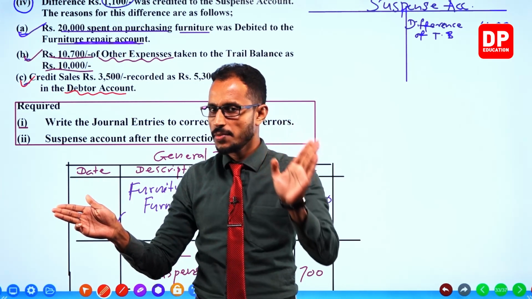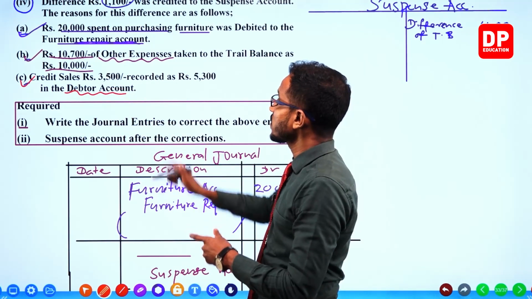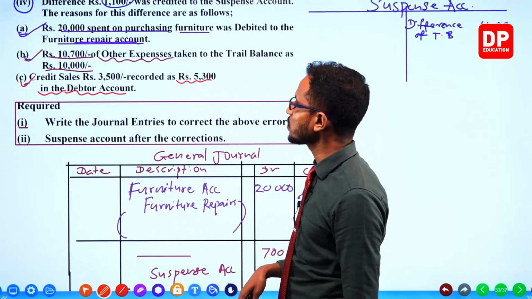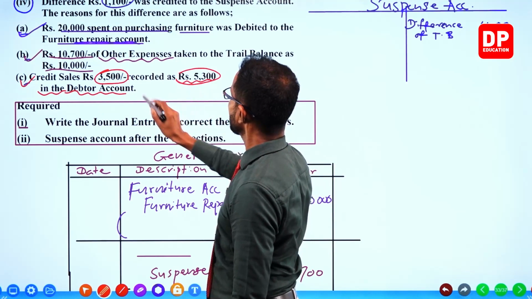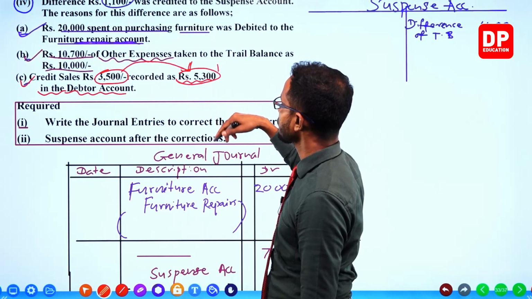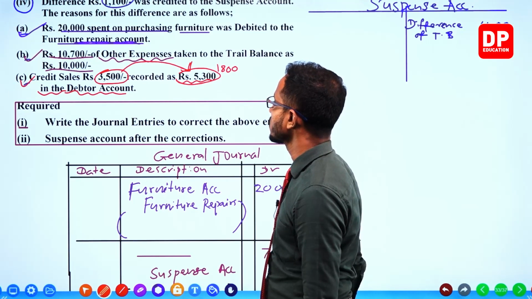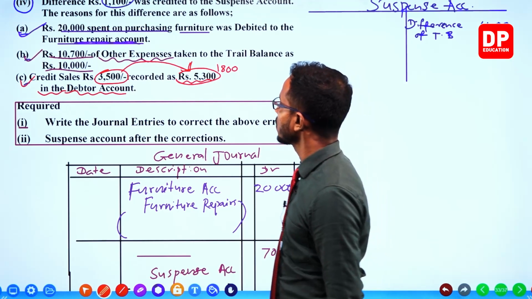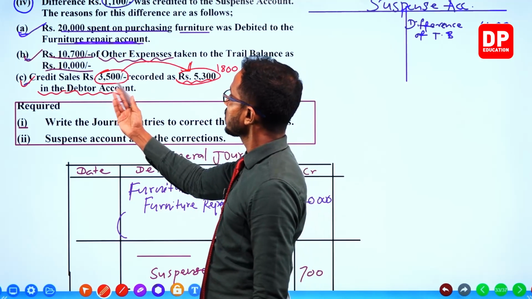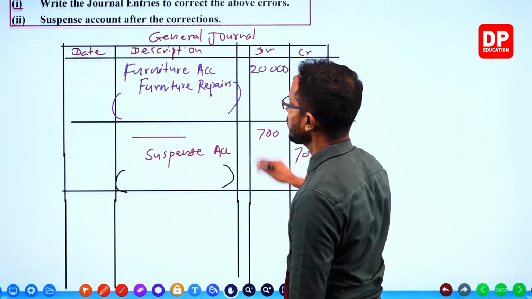Cash is not debited because cash is not coming in. Debtors account debited, not 3,500, recorded as 5,300 in the debtors account. How much is excess in the debtors account? 3,500, 5,300. How much is the excess? 1,800 excess. Should remove that from the debtors account. So debtors account should be credited.